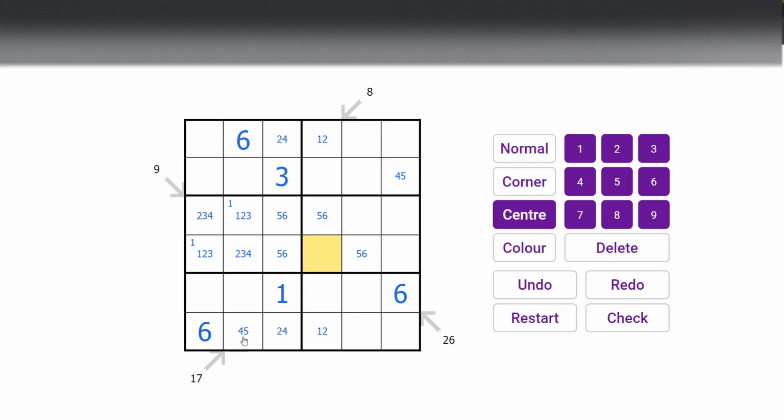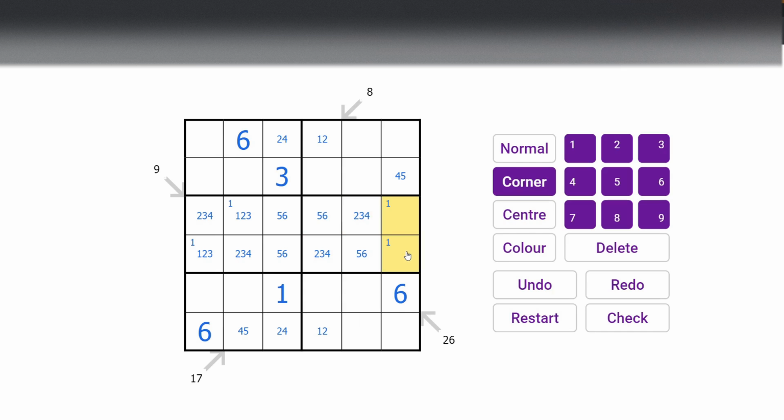And also, because the minimum of these two is 8, these ones cannot have a 1. So they must be either 2 and 4 or 3 or 4. So 2, 3 or 4. So we can put the 1 into this box. Oh, this cannot be 2 actually.